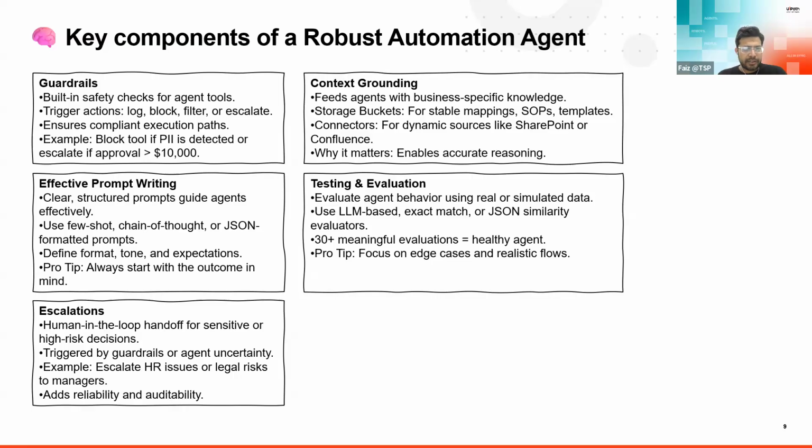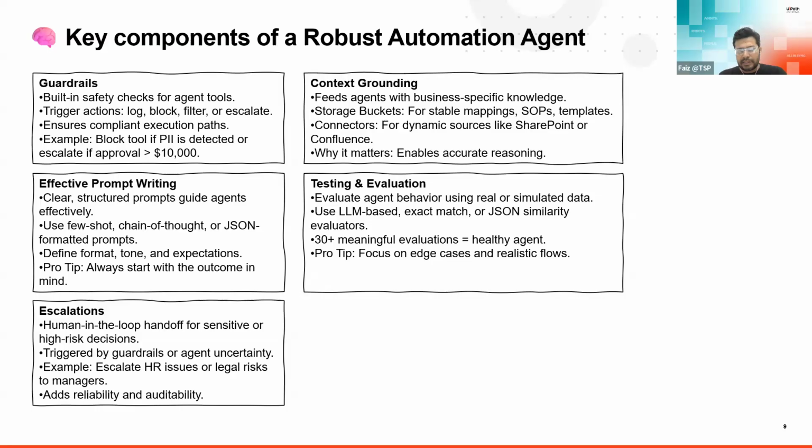Here are some pro tips: always start with the outcome in mind. When you are building the agent, you are expecting a certain output. So in order to get the answer, you need to put the question in a way that reflects the answer you are expecting. We need to write effective prompts in order to get the exact answer.